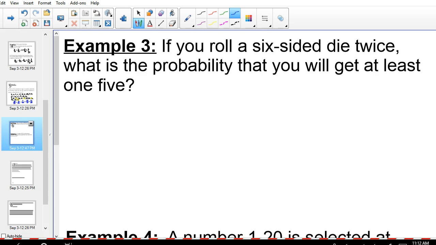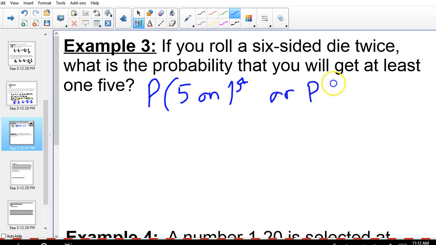So you kind of got to think about what this is. When we see "at least," what we're really thinking here is we get probability of 5 on the first roll, or probability of 5 on the second roll. It's "or," it doesn't have to be both, but it could be both, right?